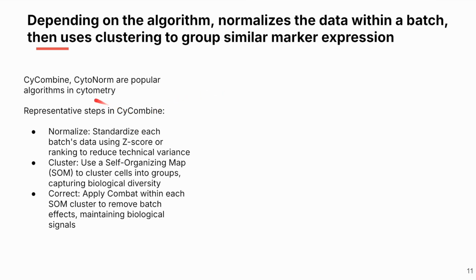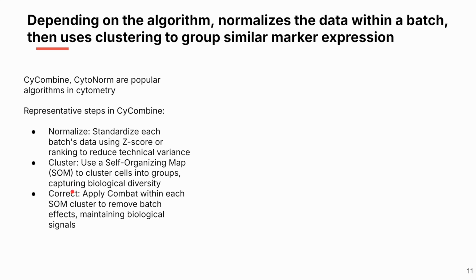So in cytometry, there are two popular algorithms, CyCombine and CytoNorm. These are some of the representative steps in CyCombine. You normalize, you standardize each batch's data using what's called a z-score, or potentially ranking. Then cluster, you use a technique called self-organizing maps to cluster cells into groups, capturing biological diversity. And then you correct, you apply ComBat, which is a great technique from 2007. This helps you, within each SOM cluster, remove these batch effects and maintain your biological signals.